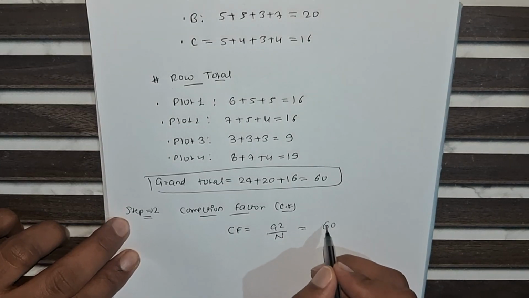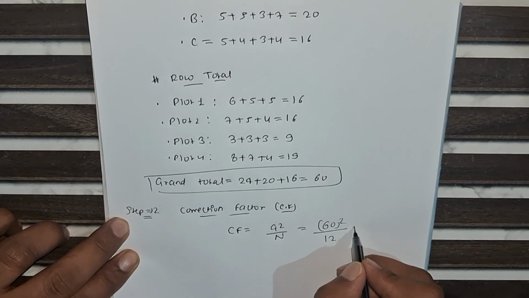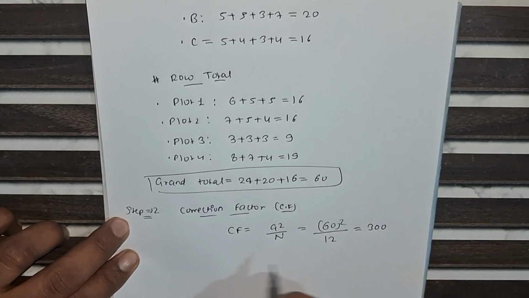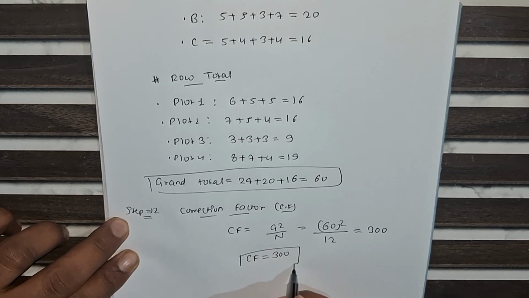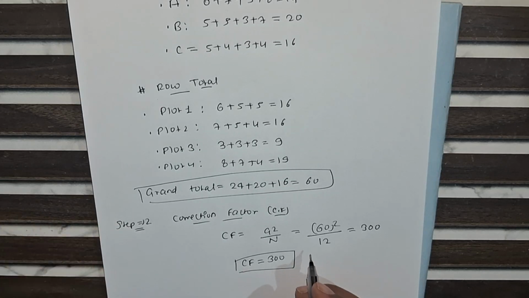And this is 60 square divided by N value, which is 12. So when you solve it, it becomes 300. So our correction factor equals 300. So here our second step is completed. Now move to our third step.